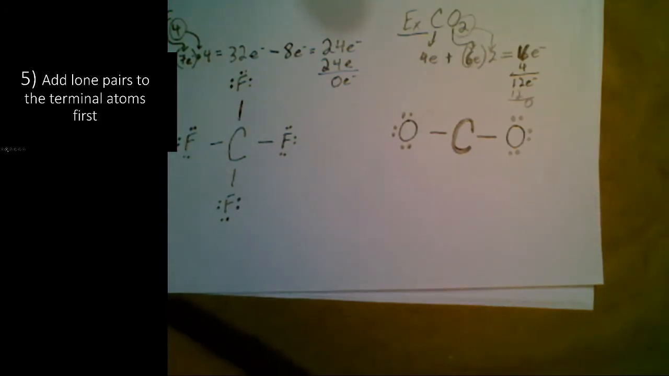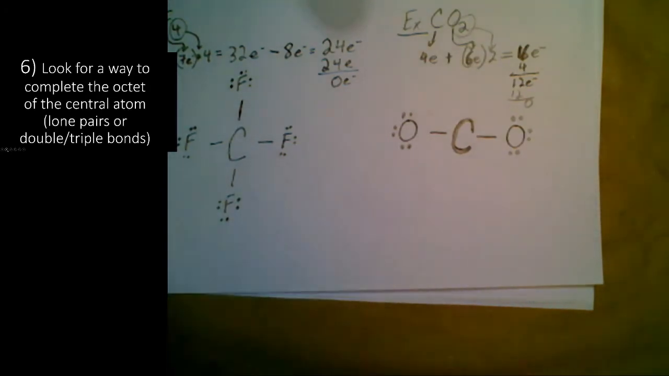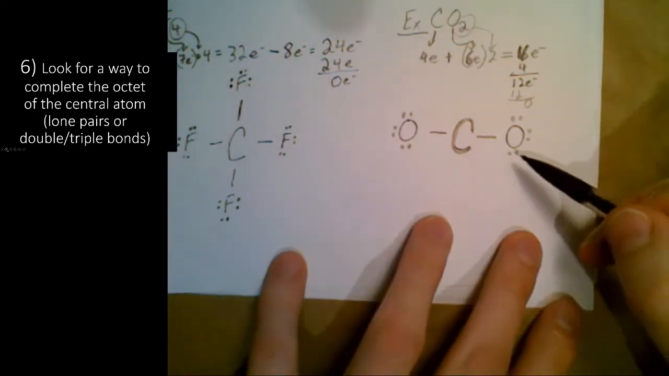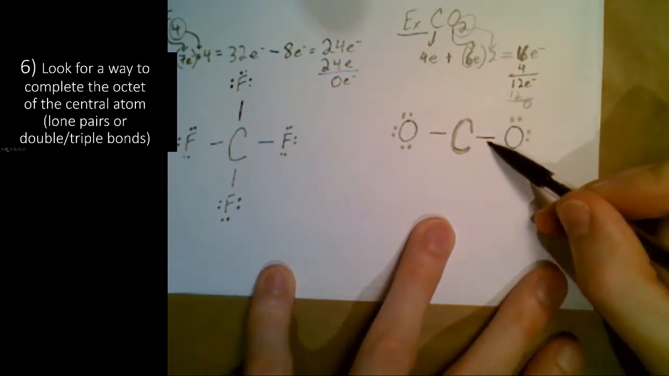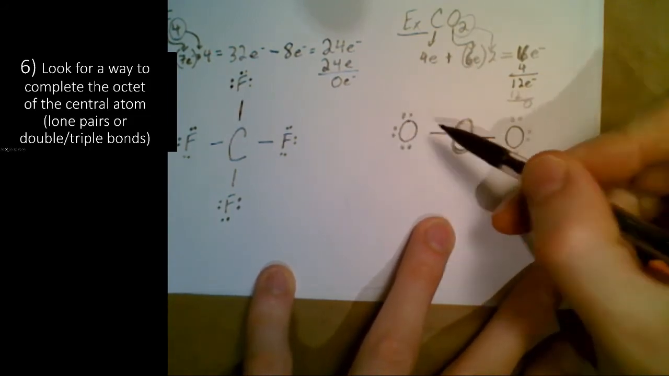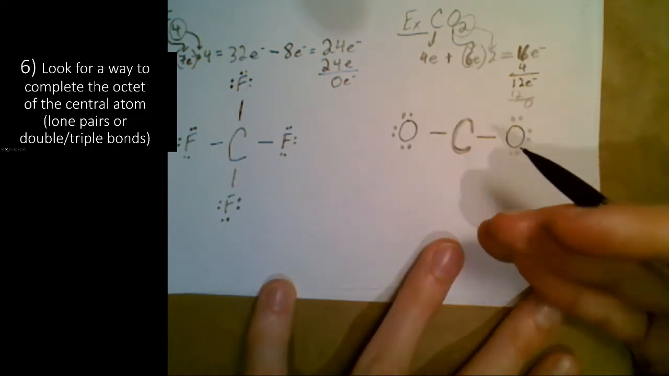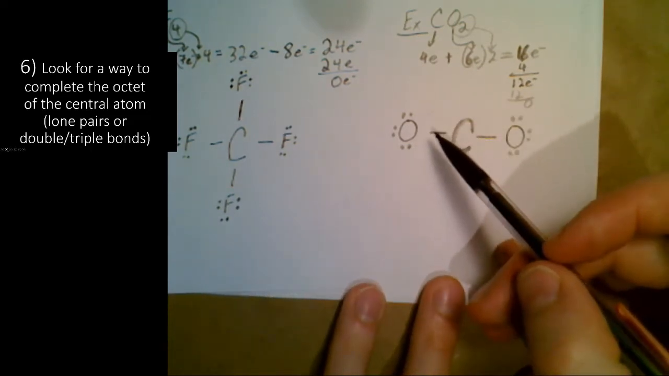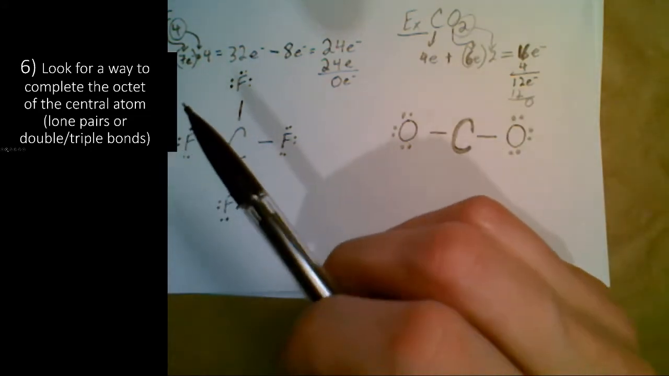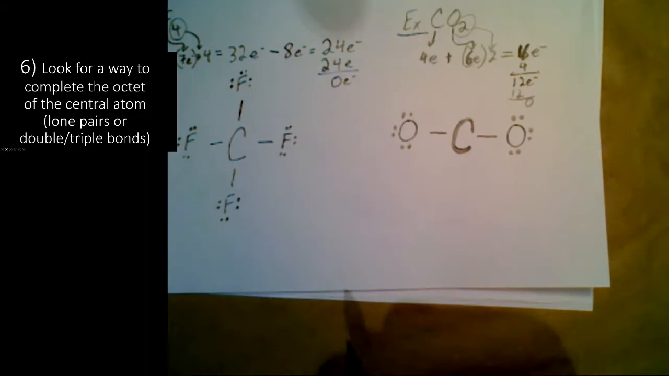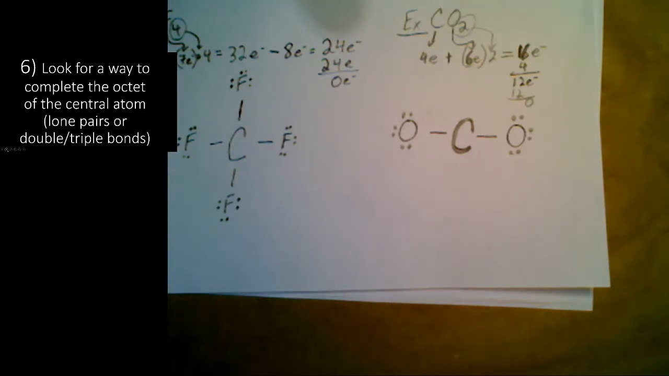So it looks like we should be done, but we need to count for octets. And so if you count the oxygen, it has 2, 4, 6, 8 electrons. The oxygen is good, but the carbon has 2, 4 electrons. It definitely does not have that octet that we want. It needs to have 8.